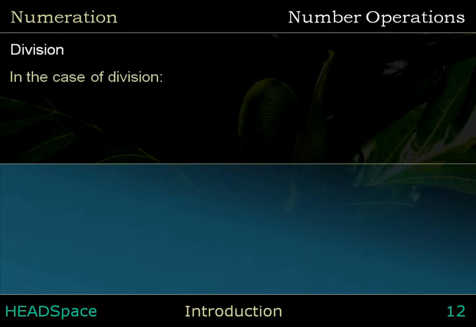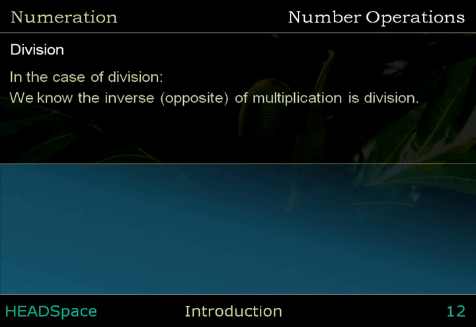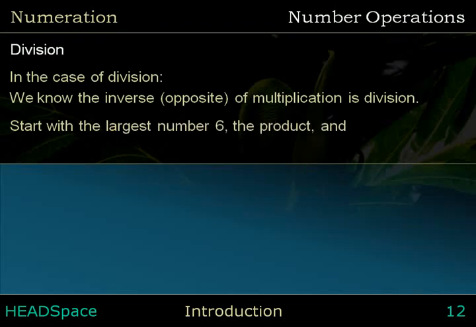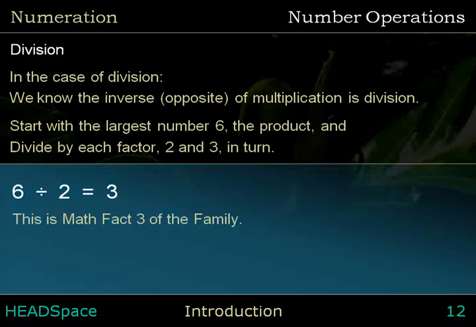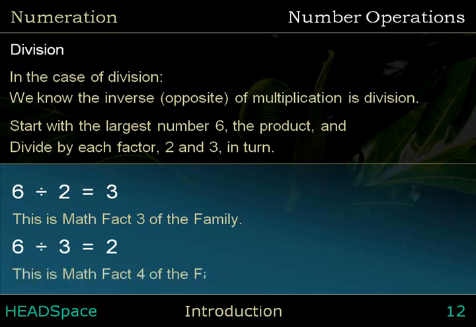In the case of division, we know the inverse, opposite, of multiplication is division. Start with the largest number, 6, the product, and divide by each factor, 2 and 3 in turn. 6 divided by 2 equals 3. This is math fact 3 of the family. 6 divided by 3 equals 2. This is math fact 4 of the family.